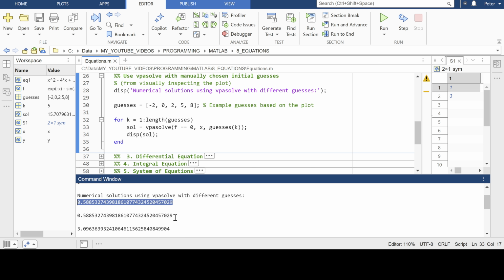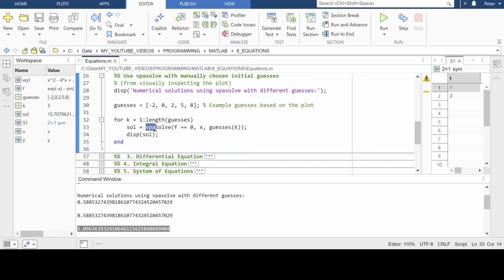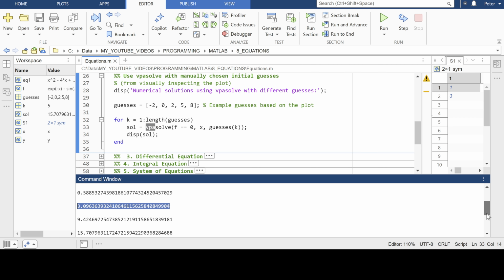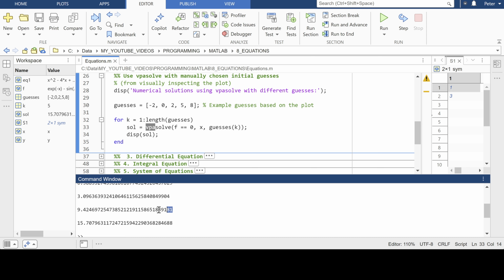Now, what does VPA mean? It stands for Variable Precision Arithmetic, MATLAB's high-precision numerical engine. It allows MATLAB to compute solutions with accuracy beyond standard double precision. Using different guesses lets us find multiple solutions to the transcendental equation.